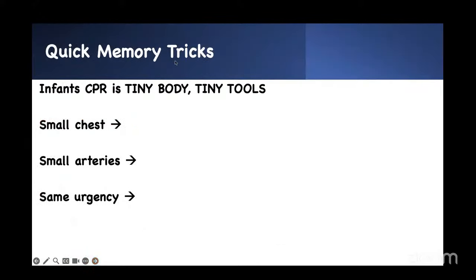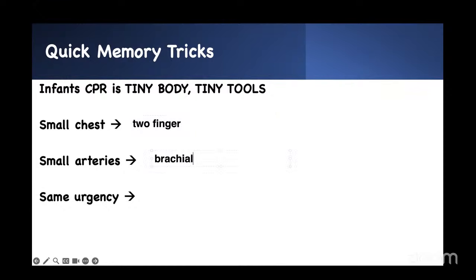Now, this is the memory trick. I feel like it's easy for you to use if you forget about it. Well, for infant CPR, it's a tiny body. It's not a big person. It's a tiny tool. Therefore, use the tiny tool you have. And what is that? Small chest. Since they have a small chest, you can't use your hand. Your hand may be bigger than the chest. So use your 2 fingers. That's the key, right? They have a small artery. You can't use the carotid artery. You got to use the brachial.